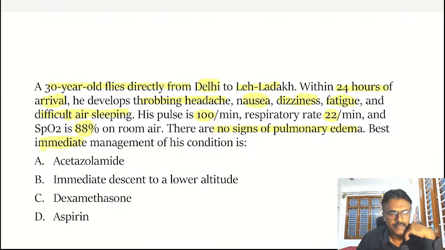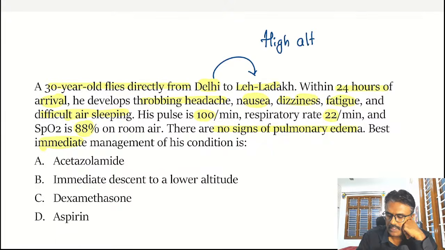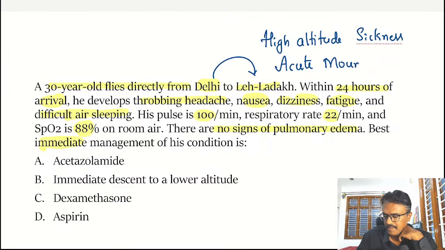Immediately what will you do? I know you have prefixed answers. Now what I want you to analyze is, what is this case? The patient went from Delhi to Leh Ladakh, which is at high altitude, so he is having high altitude sickness. There, what happens? There is a lack of oxygen. High altitude sickness is also called acute mountain sickness. This is seen when you go to high altitude where the oxygen levels are low.